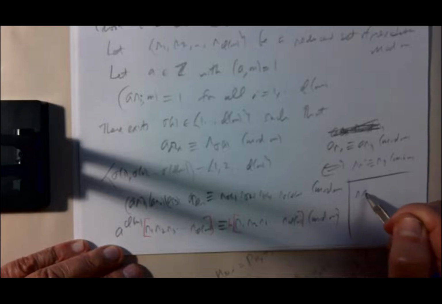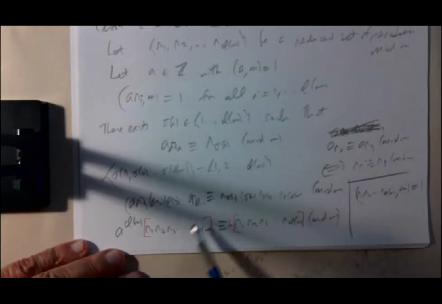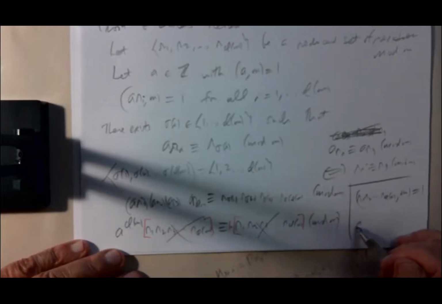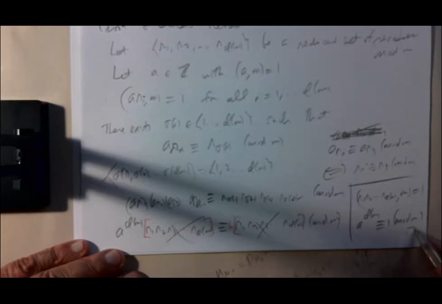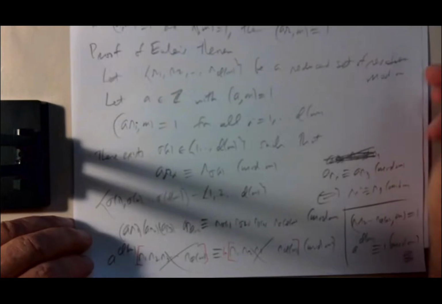But this product of the R's is relatively prime to M. So I can cancel it, and I get A to the phi of M congruent to 1 mod M. And that is a proof of Euler's theorem. So this is, again, one of the fundamental results in number theory.